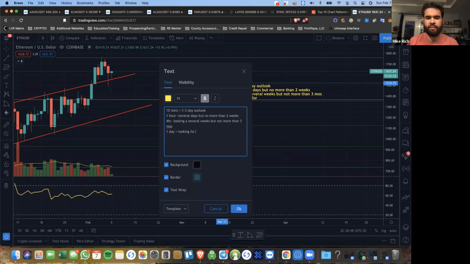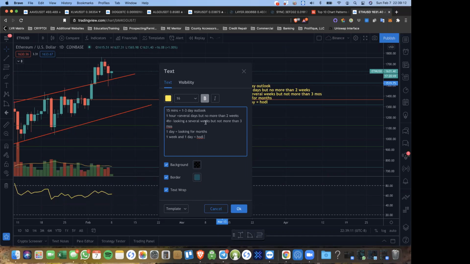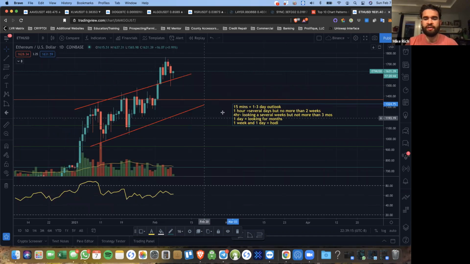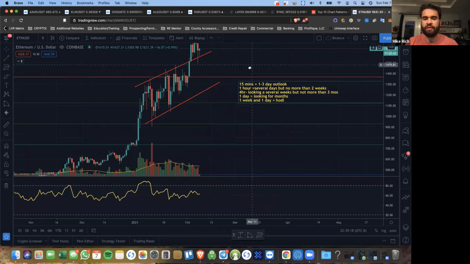1 day, looking for months. Plays I would play over a month, right? Then you got 1 week and 1 month. Honestly, I would equate that to HODL. Just HODL those. If you're looking at that chart, let me put this here so you guys can take a peek at it.